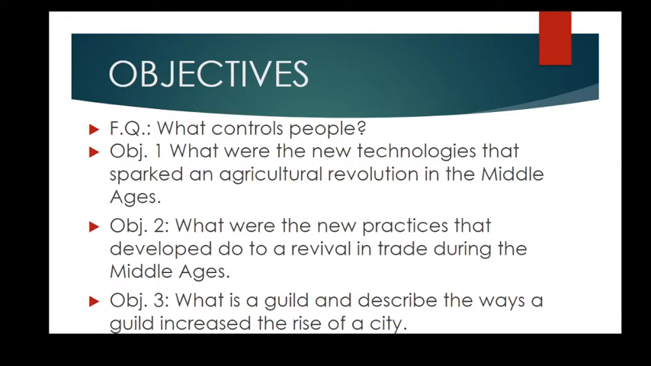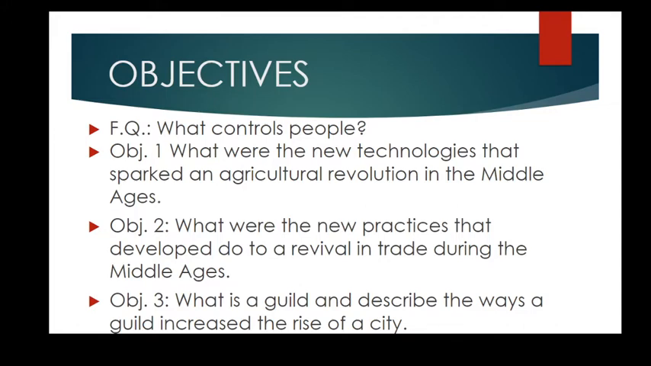Okay, so here are our objectives. We still are asking that same question, which is what controls people? And hopefully you've been able to see that the medieval church and the monarchs and the feudal system, these have all been different ways that people have been controlled. But what is commonly happening? What controls people in a civilization?